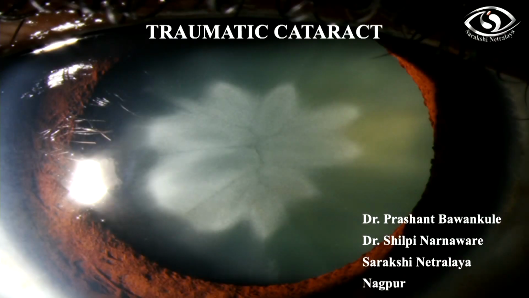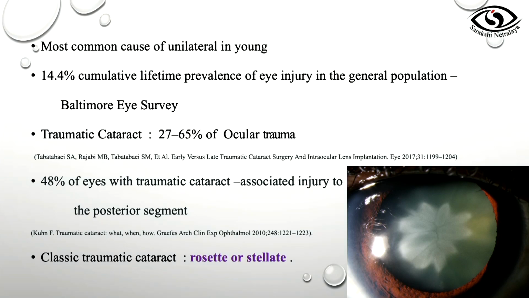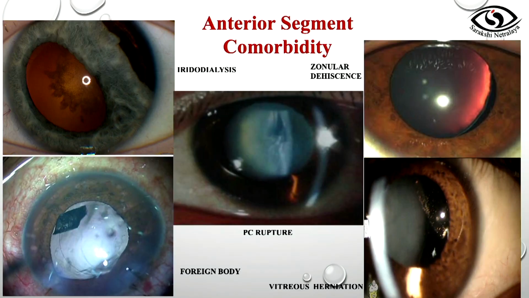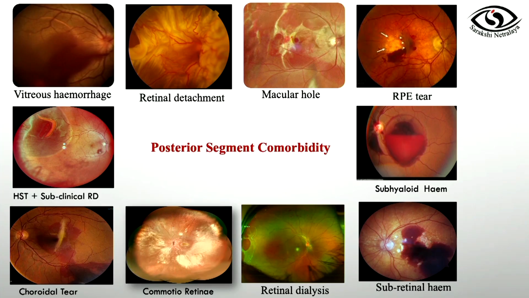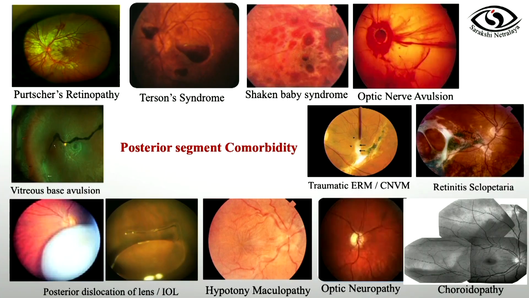Okay, thank you. So after the hiccups, here comes one of the commonest reasons of unilateral cataract in the young. The classic ones are rosette or a stellate pattern as shown in the figure there. The typical thing which you need to remember is that this is not a simple cataract. Many a time it is associated with various anterior segment comorbidities and sometimes with posterior segment comorbidities which we should evaluate, because it definitely affects the type of management which you are going to do as well as the prognosis.